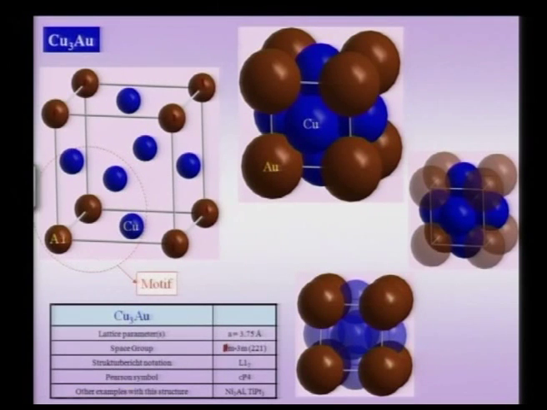So, one possible choice of motif is this gold atom at the corner vertex and these 3 face centering copper atoms, which again reflects my stoichiometry, which is Cu3Au. So, the motif itself reflects my stoichiometry also.